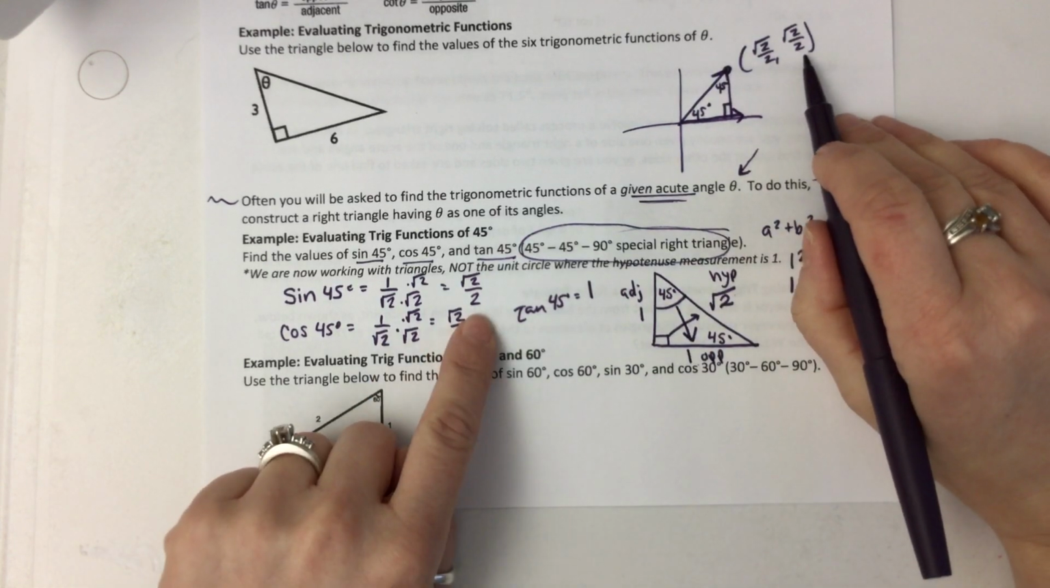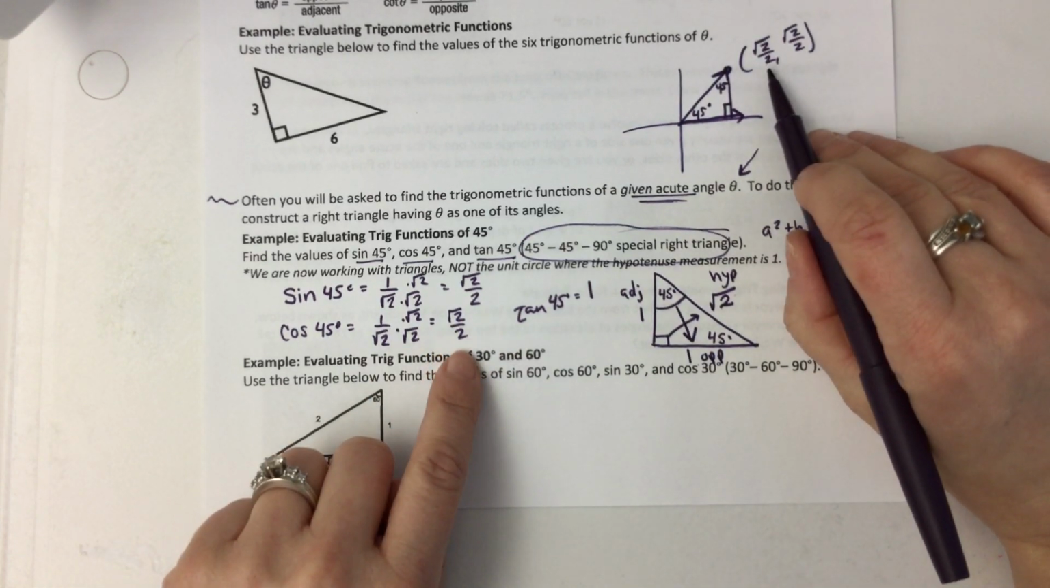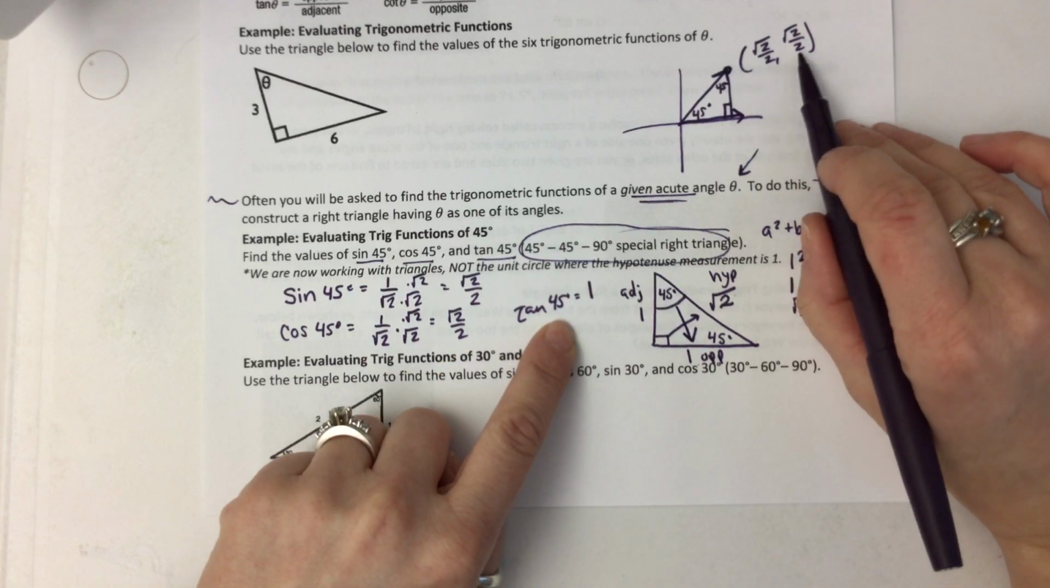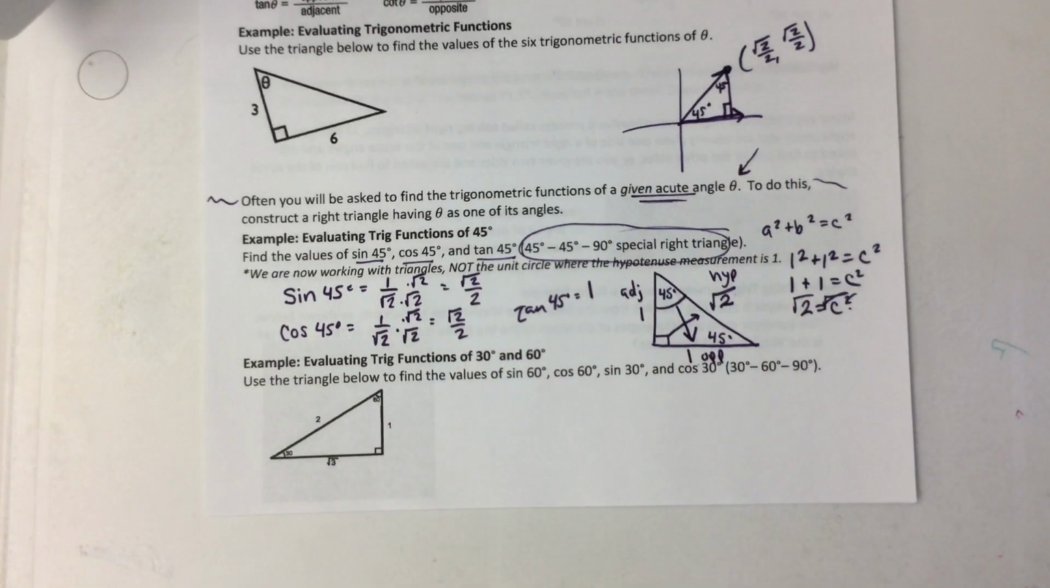So the sine would have been the y value, that matches. The cosine would have been the x value, that matches. The tangent is y divided by x. Because of the same thing, when you divide them, you get a 1. So yes, we're thinking of it totally different, but they are definitely still related.